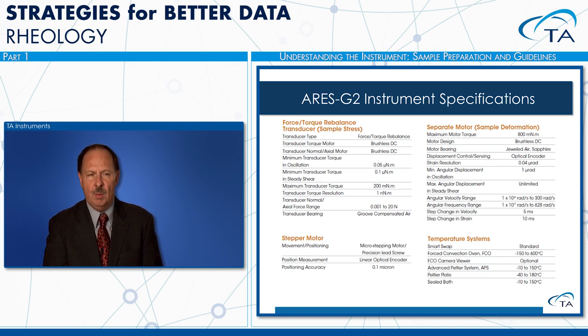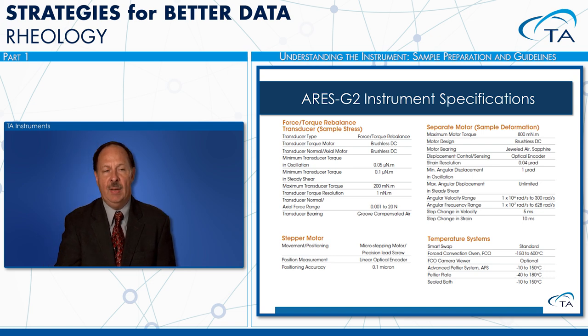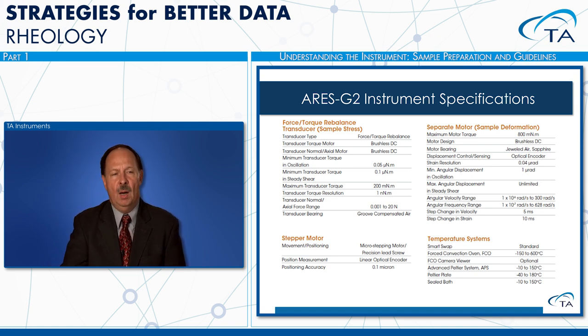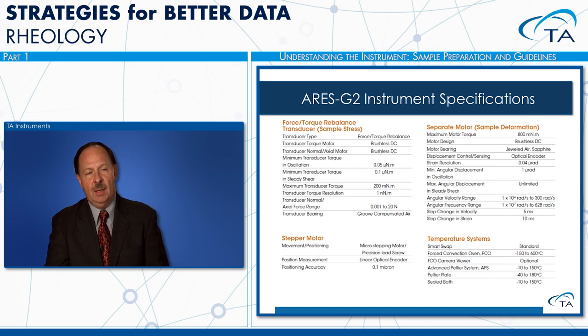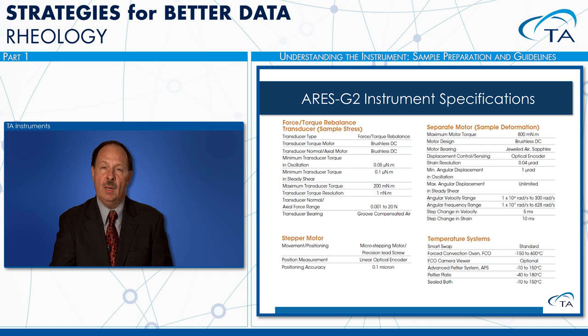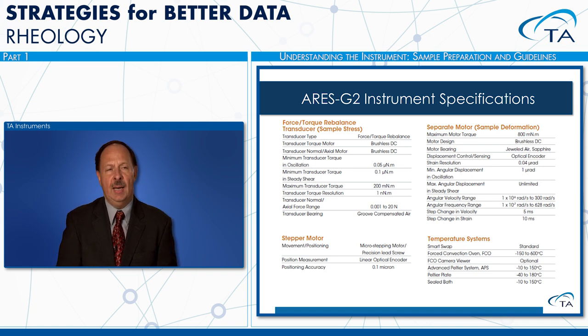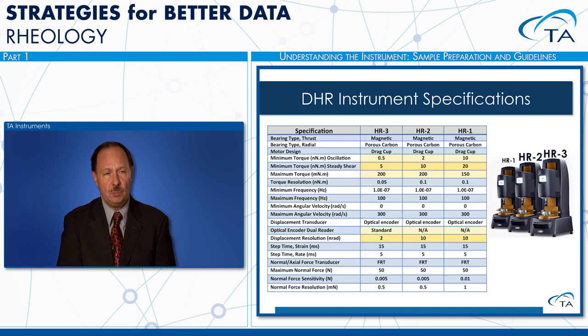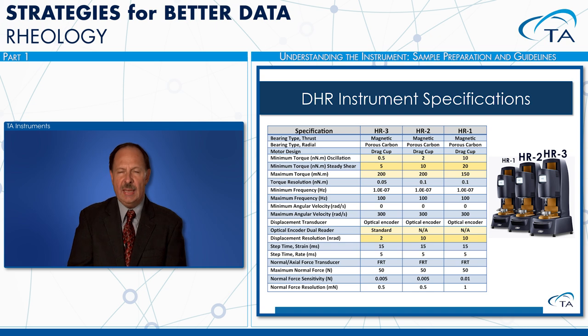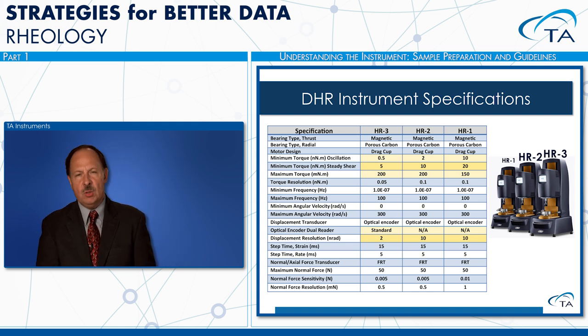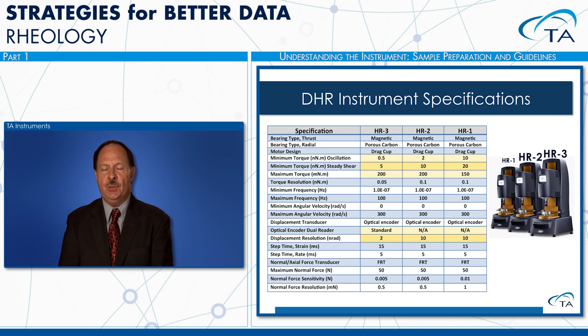But we also have some other temperature control systems, like the advanced Peltier system, just a regular Peltier plate, and a sealed bath. And you would use a Peltier plate also if you were doing UV curing testing on the Aries G2. Okay, so with the Aries line of rheometers, we just have the Aries G2.